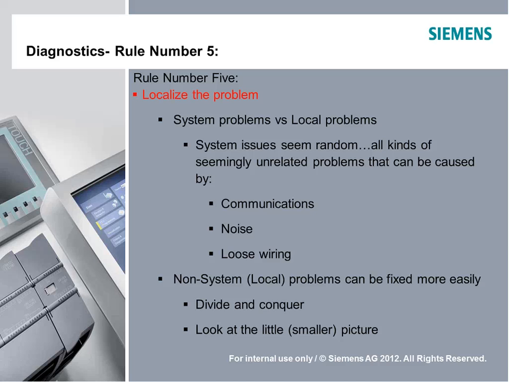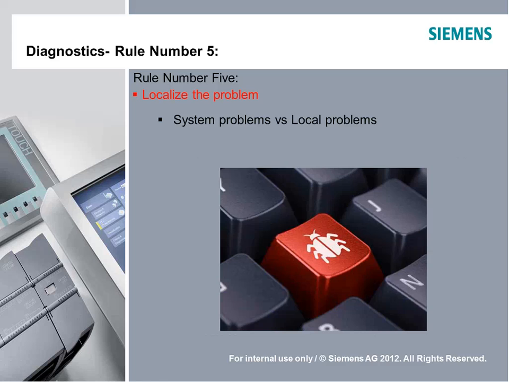Non-system or local problems, a device-level problem, can be fixed more easily than systemic problems. Typically, you can take it down and once again look at the individual sub-component of a machine and focus in on that and fix that, and you've probably gone a long way towards getting the machine back up.